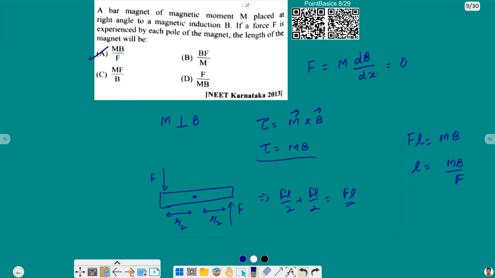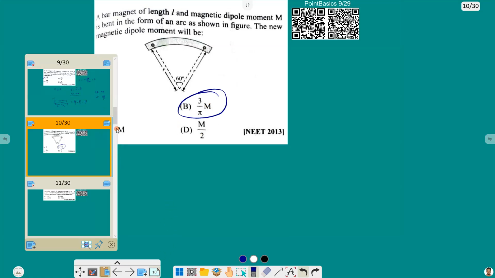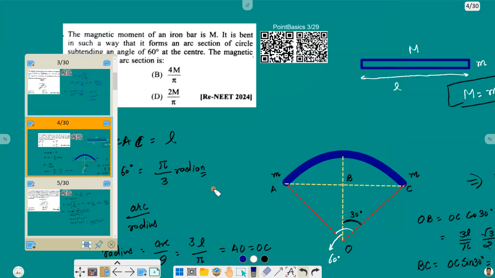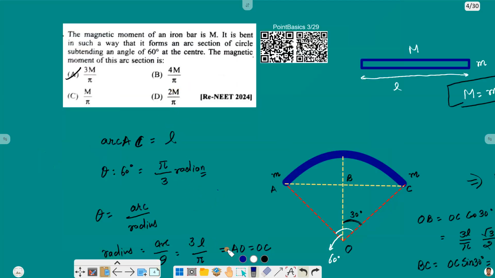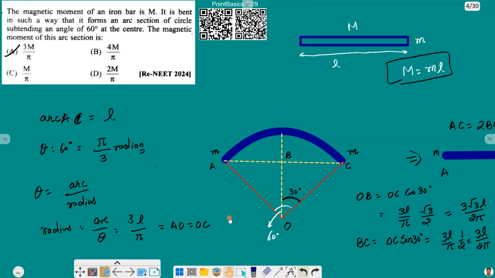Let's move to the next question. A bar magnet of length L and dipole moment m is bent in the form of an arc as shown in the figure, and we need the new magnetic dipole moment. So option B is the right answer here, and we already solved this question. Let me show you where it was. I think, yes, this was the question which we already solved. You can go to the previous timestamp of our video and you can find the solution. Now let's move to the next one.